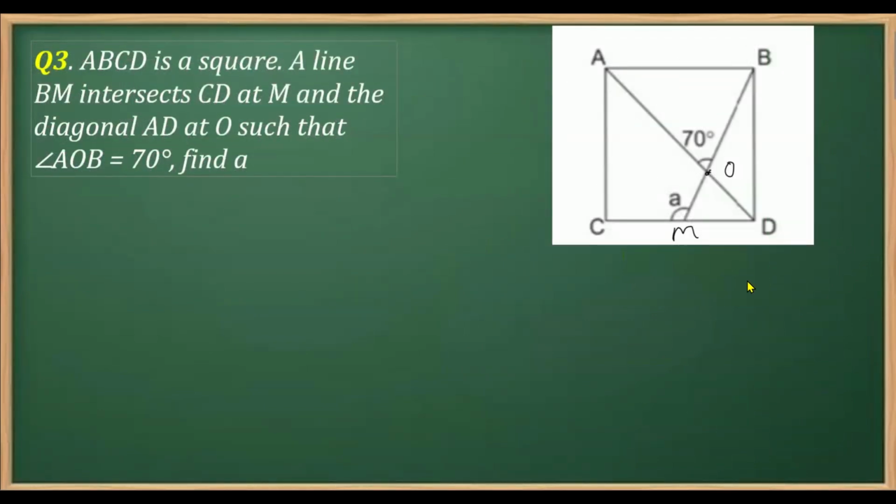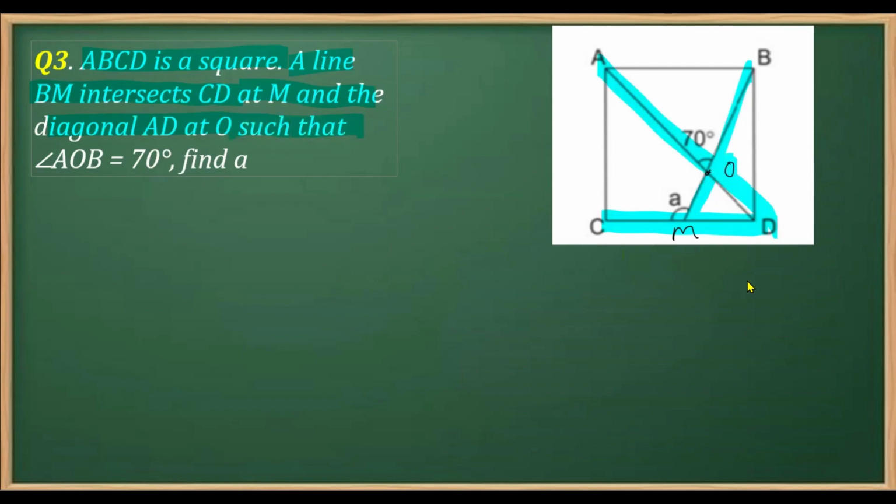Now we are on the third question. It says ABCD is a square. We are given ABCD a square, and what else does it say? It says a line BM intersects CD at point M, and it is also intersecting the diagonal AD at point O, such that we have an angle given as 70 degrees. This angle mentioned is 70 degrees.